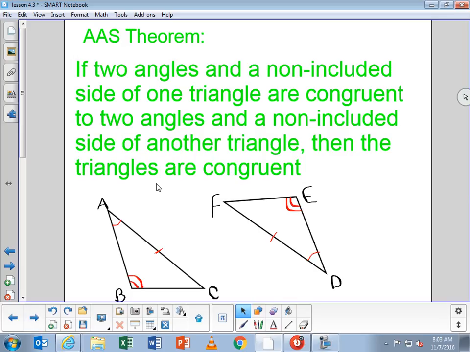So, angle, angle, side. If two angles and the non-included side of one triangle are congruent to two angles and the non-included side of another triangle, then that's enough information to know the two triangles must be congruent.